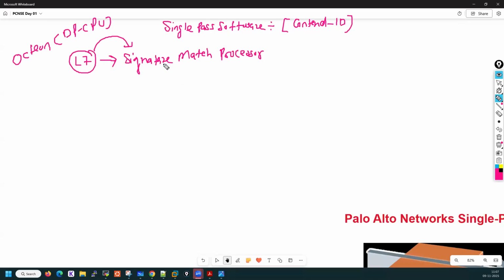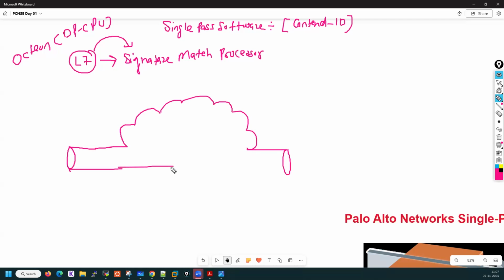So what used to happen in the signature match processor, you have seen most of the time RAM you have seen. So what it used to do, it used to store that information like this. Looks like a wheel here. When this layer 7 information is received, what this signature match processor will do, it will store that information into those particular memory locations.